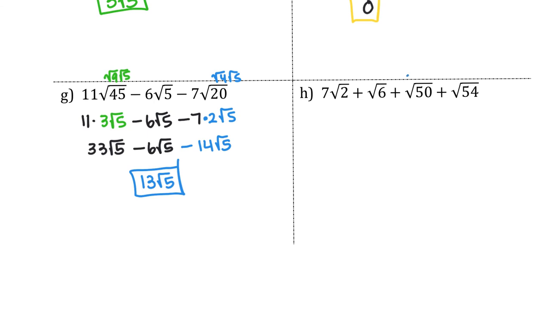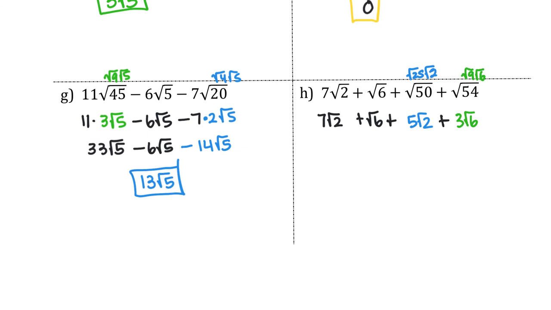50 is 25 times 2, so I'm going to go ahead and make that 5 root 2. Let's bring down those other ones since I couldn't do anything with them. Okay, I at least now see square root 2's matching. Let's try 54. That's going to be 9 times 6. So that'll be 3 square root 6.